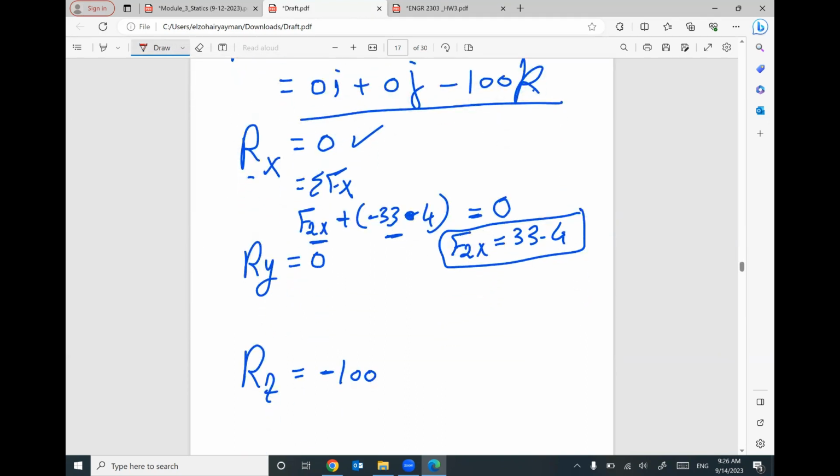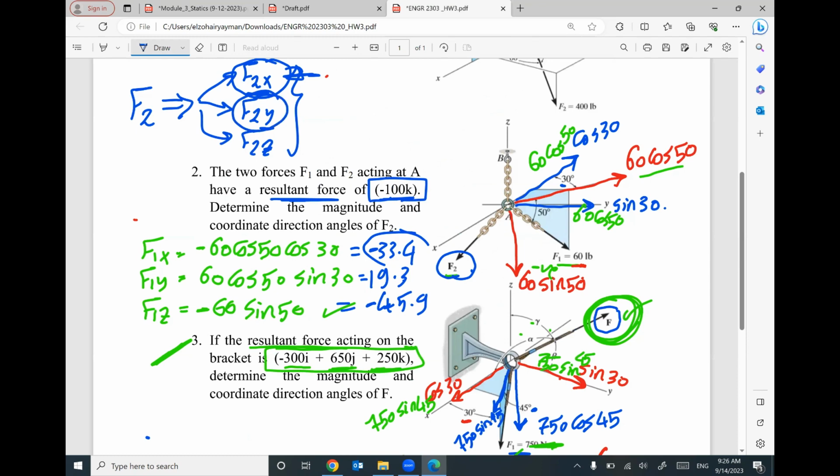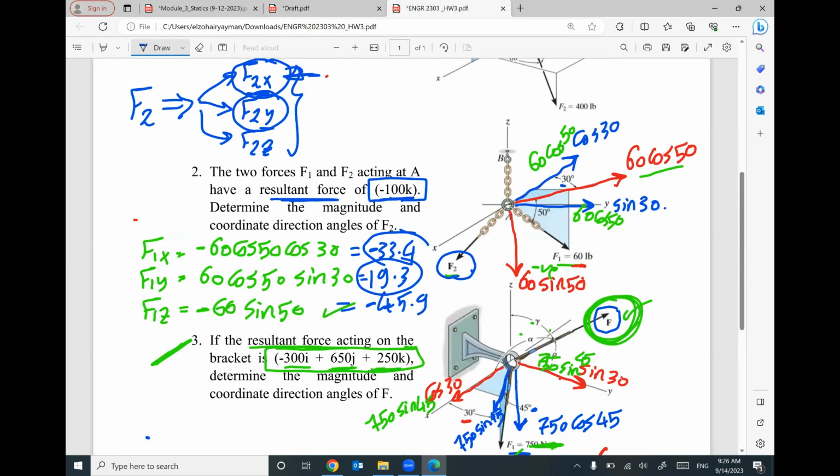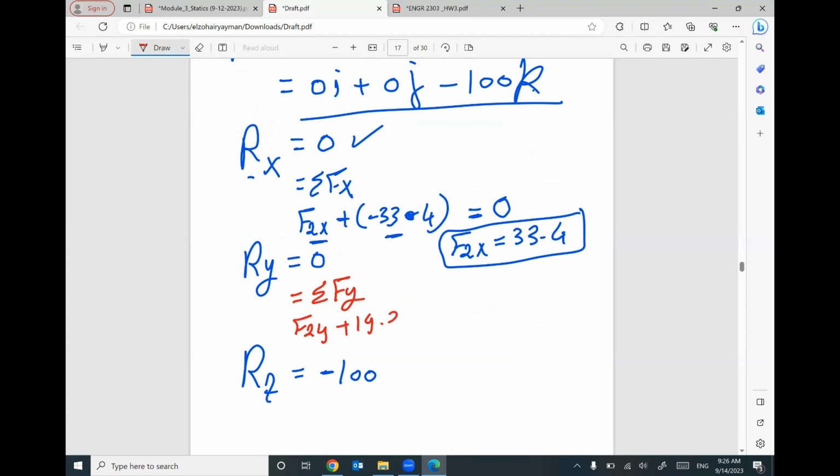The Y component equals 0. This Y component originally equals the summation of all Y components. We have two Y components, this one and this one, 19.3 and F2Y. So F2Y plus 19.3, the summation equals 0. So your F2Y will equal negative 19.3.